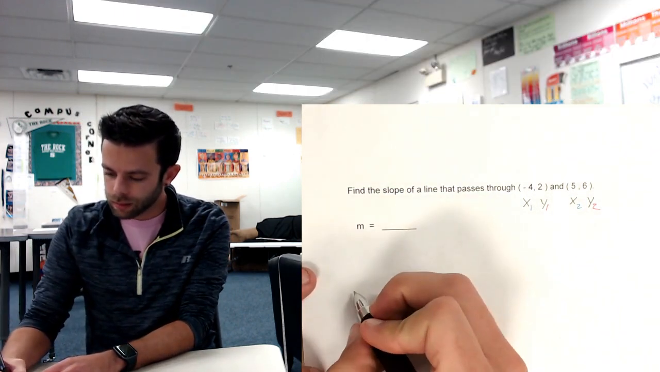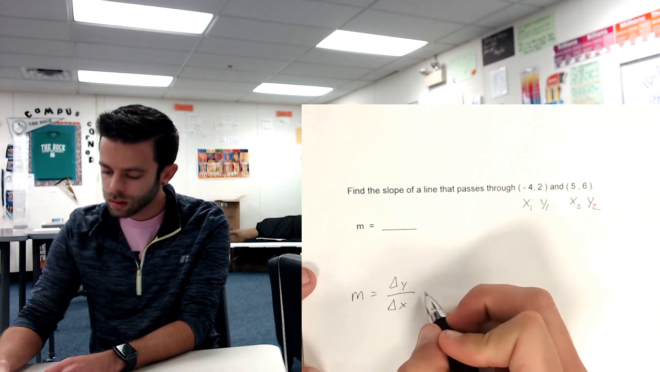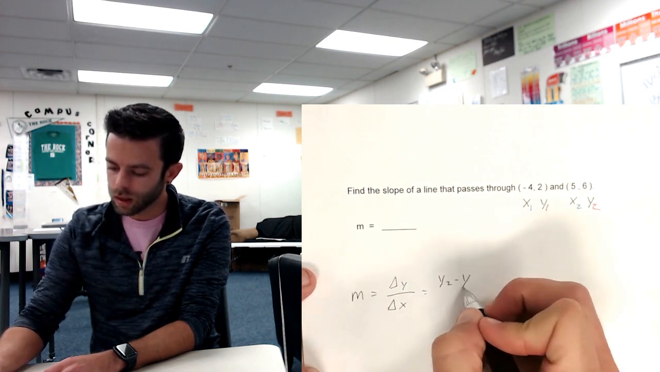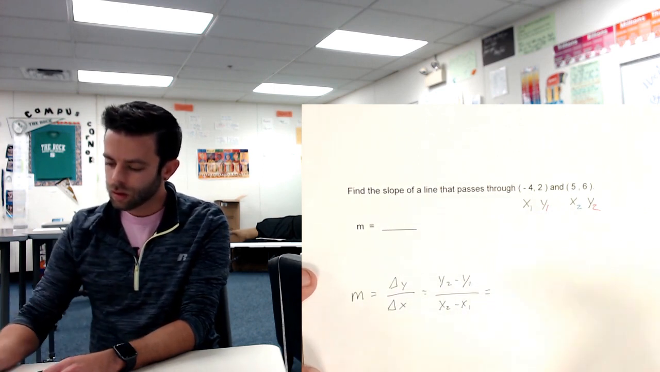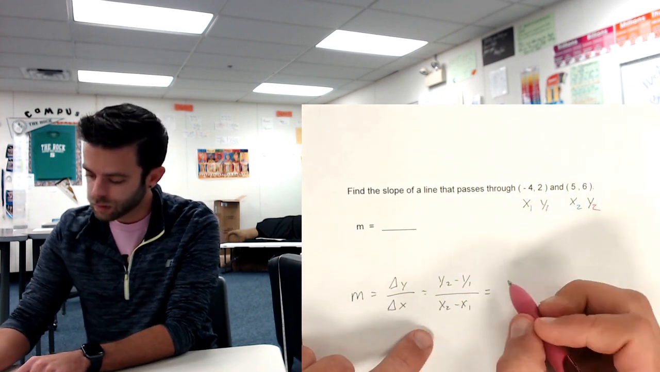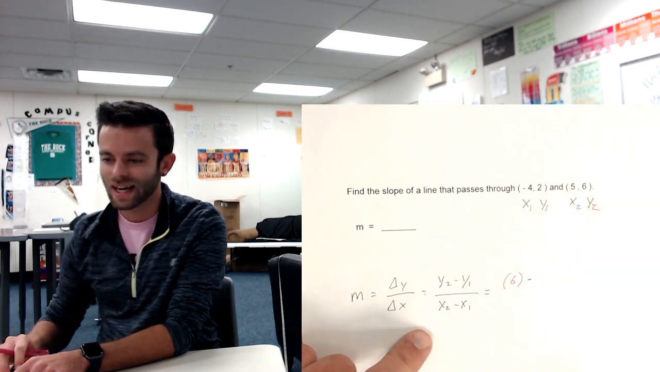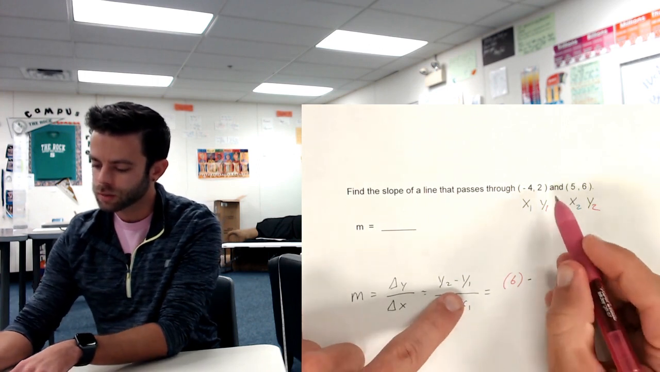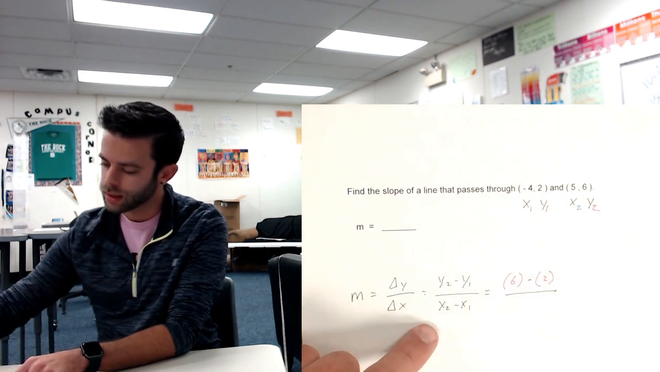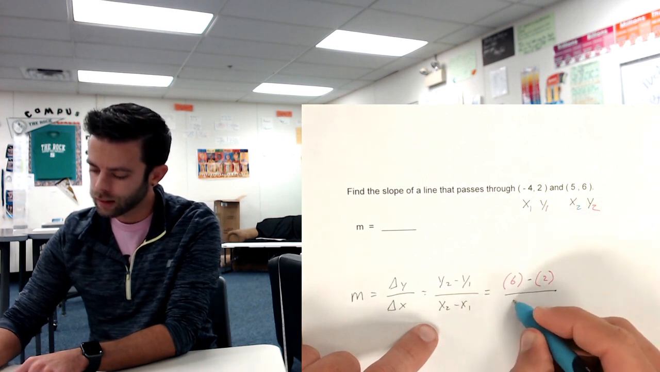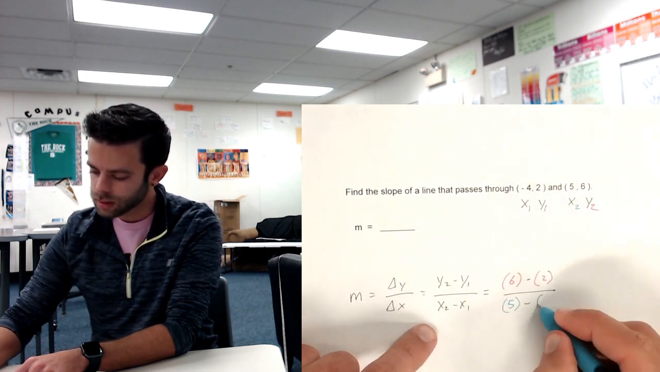So I have my formula, which is change in y over change in x, or y2 minus y1 over x2 minus x1. And then let's plug and chug. So our y2 value is 6. So I'm going to put that in parentheses. Again, that's just an easier way for me to know I'm using the right signs. And then our y1 value, which is 2, and we put it over our change in x. So our x2 value is 5. We subtract that with our x1 value, which is -4.